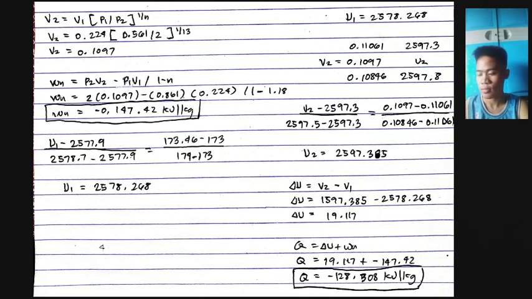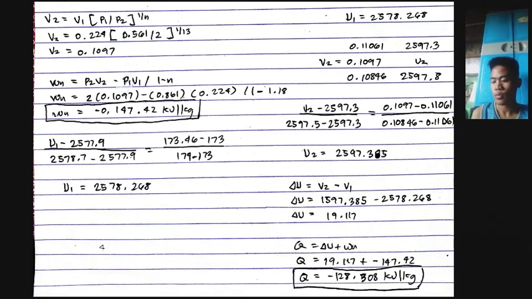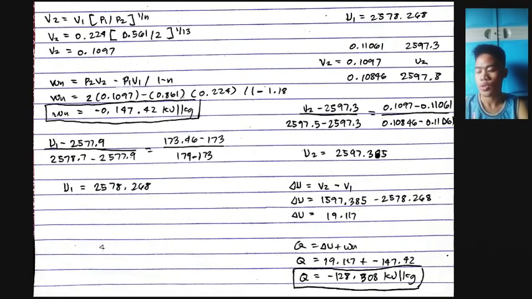Okay, next, finding V2. The formula for that is V2 equals V1 times P1 over P2 raised to 1 over n. And by substituting it, V2 equals 0.224 times 0.561 over 2 raised to 1 over 1.18. And by calculating it, V2 equals 0.1097.